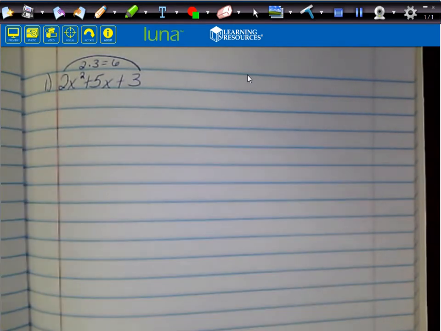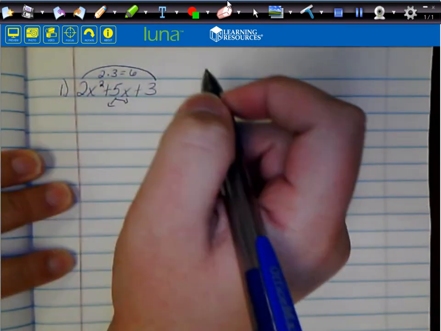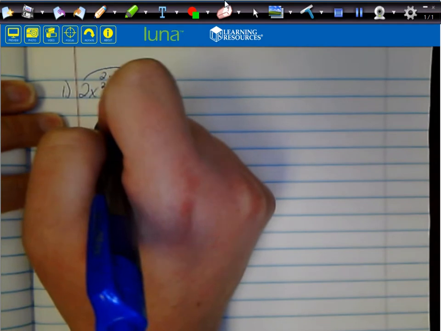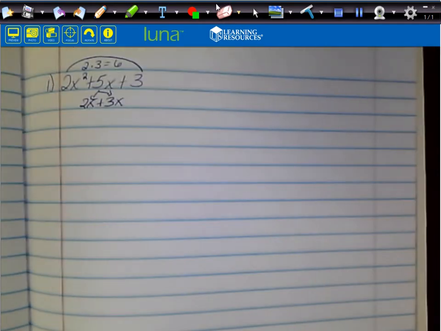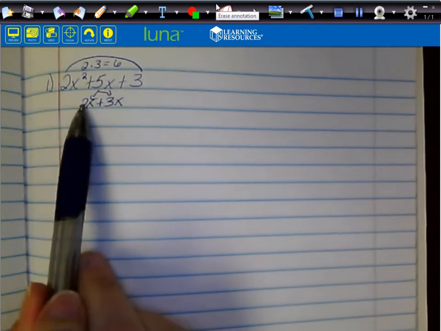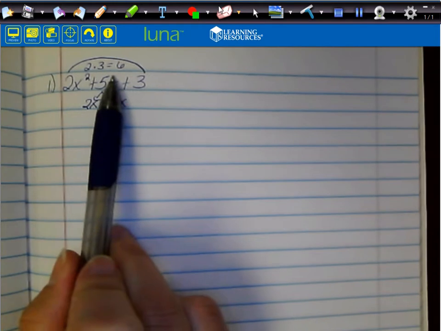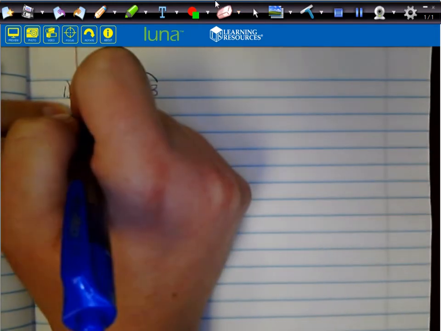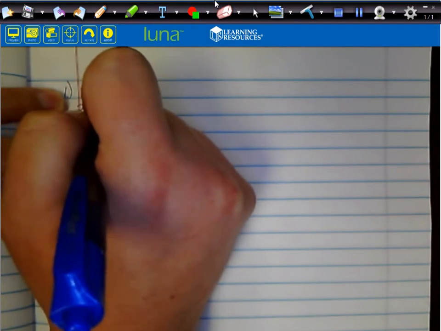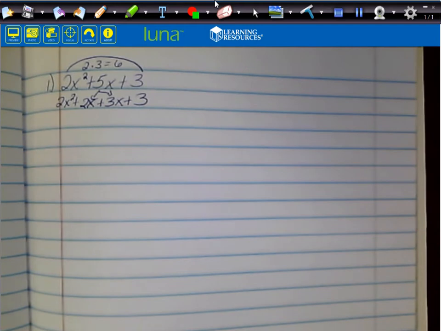So what I'm going to do is take this 5x and split it up. Instead of calling it 5x, I'm going to say 2x plus 3x. Because 2 times 3 gives me the 6 here, and 2 plus 3 gives me the 5 in the middle. Then I'm going to bring down my first and last terms. And now it looks exactly like what we did yesterday.